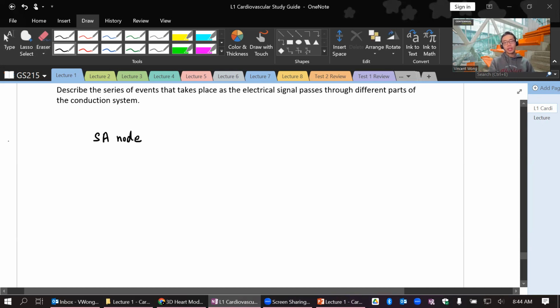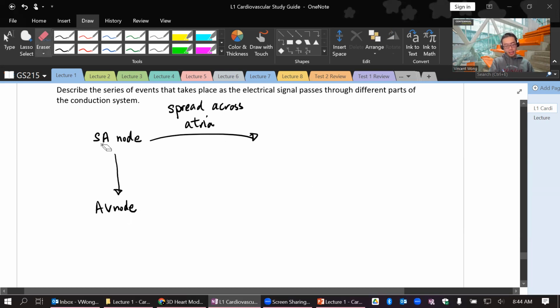Like I said last time, we cannot voluntarily control it, but we can influence it through physical activity, consumption of things like caffeine, or certain medication that would speed it up or slow it down. And then as it sends out the signal, some of the signal will spread across the atria, and then some will travel towards the AV node. As the signal spreads across the atria and goes down to the AV node, a bunch of things will happen simultaneously. So we'll write them down.